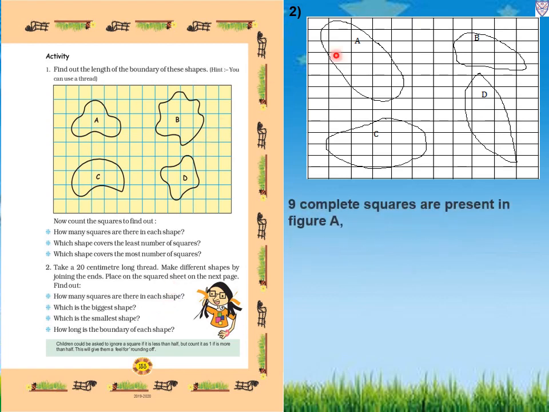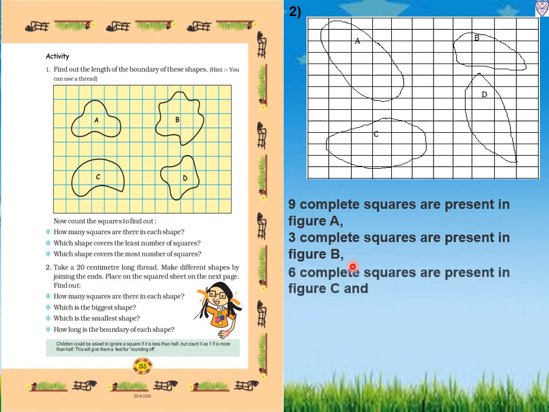In A, how many squares are there in total? 1, 2, 3, 4, 5, 6, 7, 8, 9. So 9 complete squares are present in figure A. Now in B, how many squares are there? 1, 2, 3. So 3 complete squares are present in figure B. Now C: 1, 2, 3, 4, 5, 6. So 6 complete squares are present in figure C.